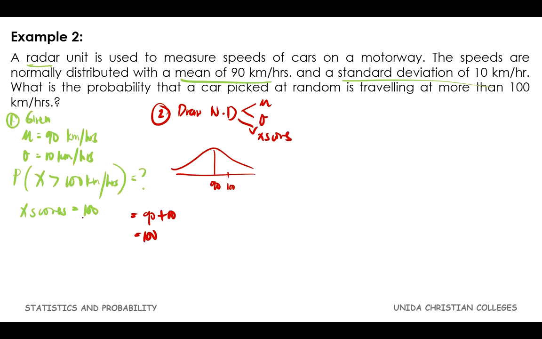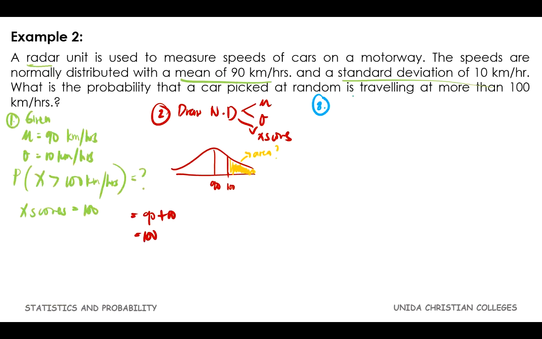Alam natin na si X scores is 100. So, hindi siya si 100. Ito, tiyan. Okay. So, ibig sabihin, ito yung hinahanap nating area kasi sabi, more than 100 daw. Okay, so yan yung area na hinahanap natin. After that, we're going to proceed to our step 3.